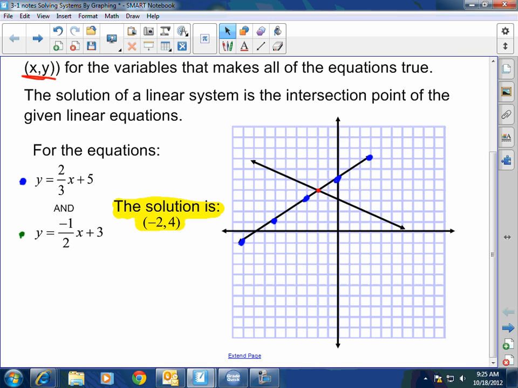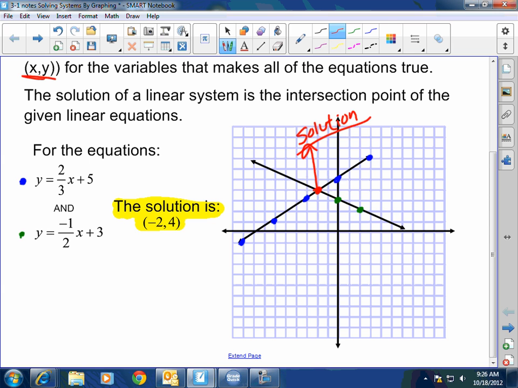Okay. Now, second one, y equals negative 1/2 x plus 3. What's my y-intercept? 3. Very good. What's my slope? Down 1 over 2. Okay, let's go backwards. Up 1 over 2. Boom. Look at that. Isn't that the point of intersection for both lines? That is the solution. And that point, in this particular case, gentlemen, is (-2, 4).